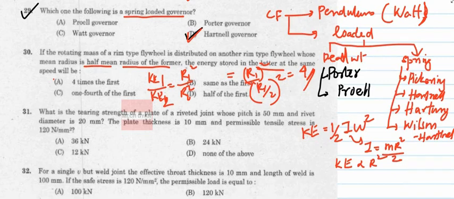The energy stored in the latter, so E2 by E1 they have asked. The latter flywheel's mean radius is half the radius of the former, so E1 by E2 is equal to R1 by R1 by 2, the whole square, which is equal to 4. So E2 by E1 is 1 by 4, one fourth of the first. Tricky question.